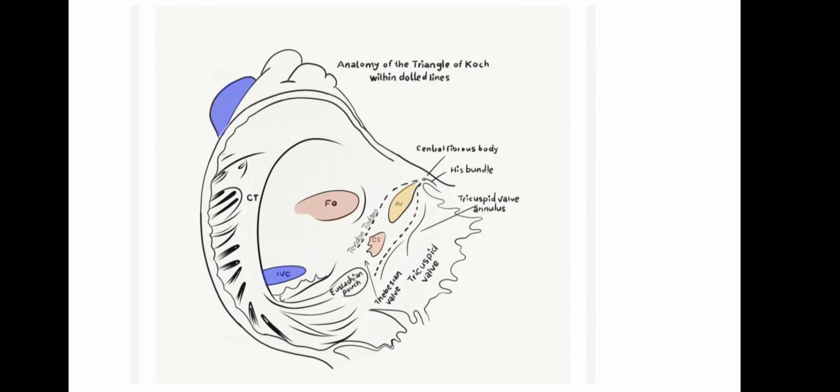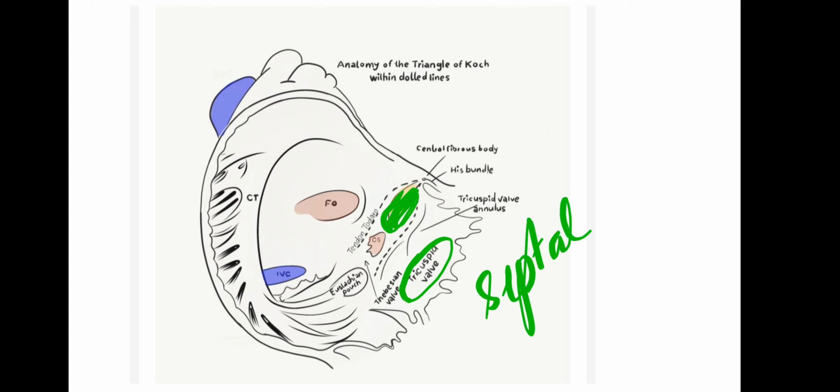Here is your Koch's triangle, which is the landmark for your AV node. Anteriorly, the boundary is formed by the tricuspid valve. The tricuspid valve has three cusps, as the name implies. So which part of the tricuspid valve? The septal leaflet of the tricuspid valve forms the anterior boundary.